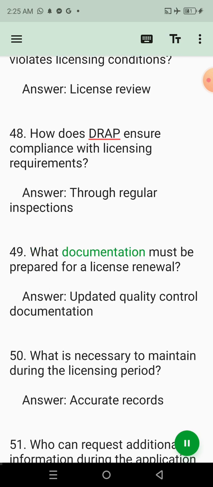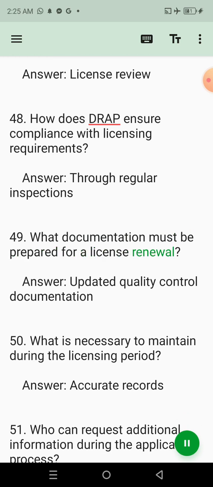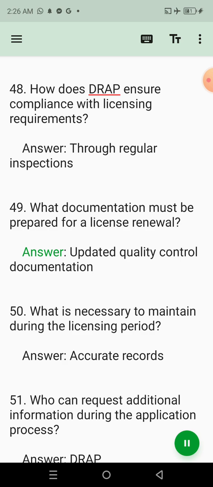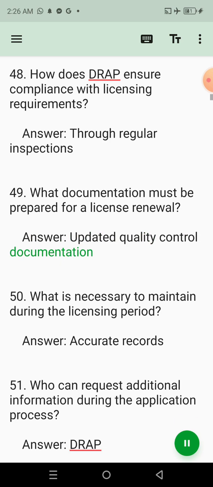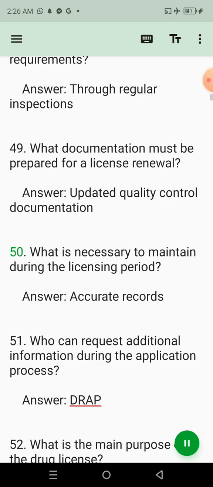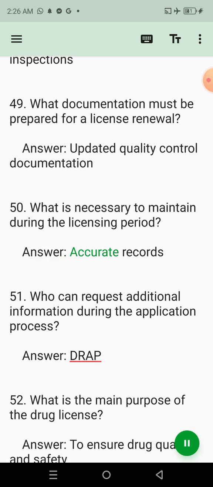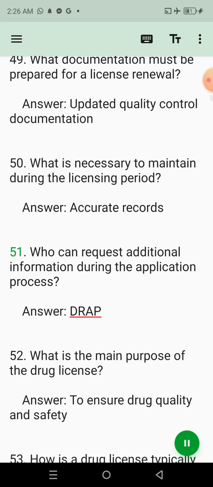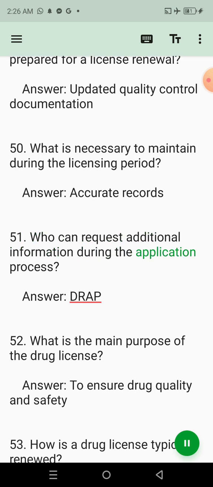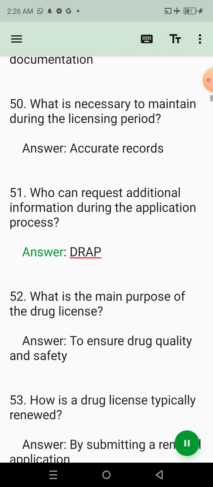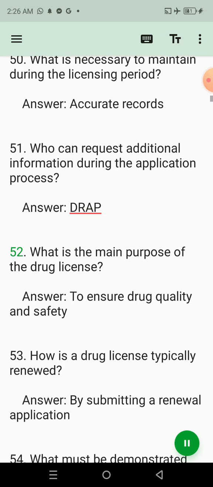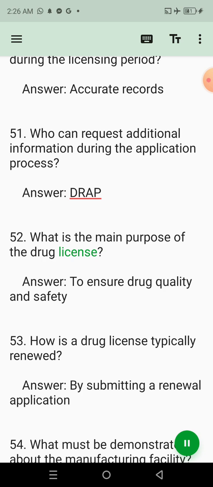49. What documentation must be prepared for a license renewal? Answer: updated quality control documentation. 50. What is necessary to maintain during the licensing period? Answer: accurate records. 51. Who can request additional information during the application process? Answer: DRAP.